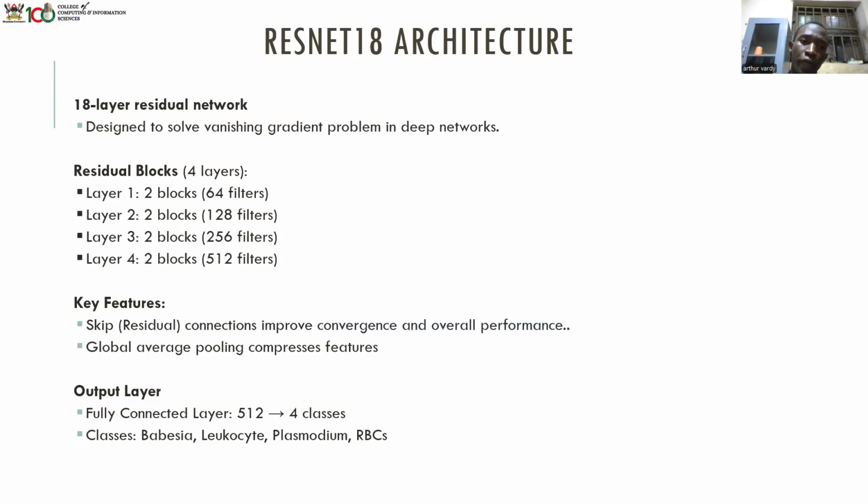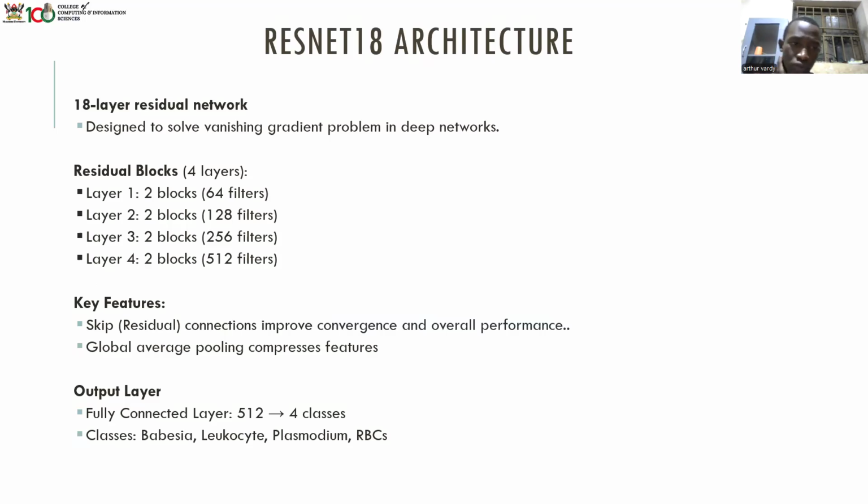The residual network in ResNet is composed of 4 layers, and each layer has different filters. We have layer 1, which consists of 2 blocks and 64 filters. Layer 2, same blocks, but with 128 filters. Then layer 3 with 2 blocks and 256 filters. And then layer 4 with 2 blocks and also 512 filters.